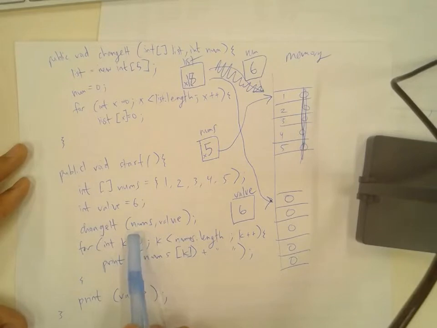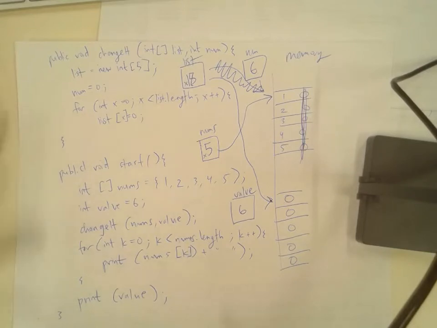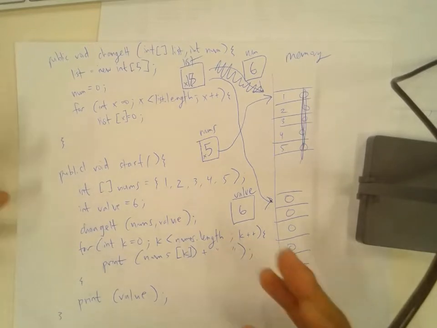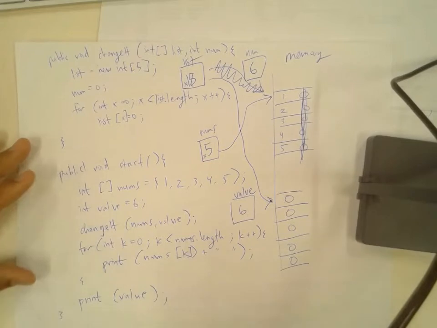Now this is clearly a question about pass by reference versus pass by value. When we run change it nums, we're passing by reference. When we run change it value, we're passing by value. Right. You should know this. You're like, yes, I know this is what's going on here. Right. I answered this correctly.